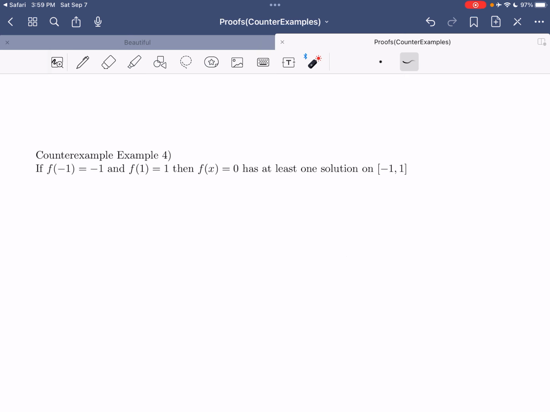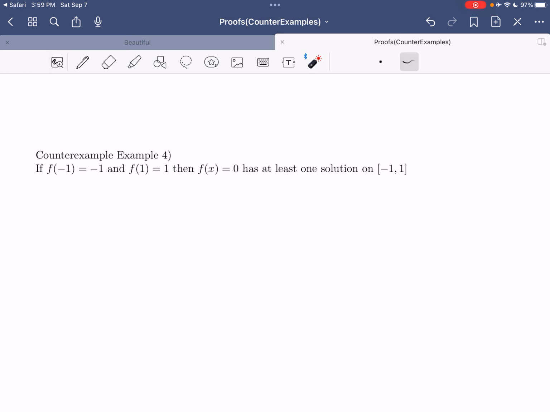So for our last one, we have a statement that says if f of negative 1 is equal to negative 1 and f of 1 equals 1, then the equation f of x equals 0 has at least one solution on negative 1 to 1. So this is basically saying that if our function is at negative 1 when you plug in negative 1, and it then gets to 1 by the time you plug in 1, then it must cross the x-axis, or the function must equal 0, somewhere between negative 1 and 1.